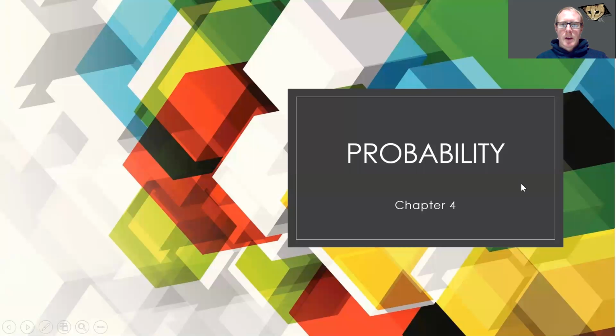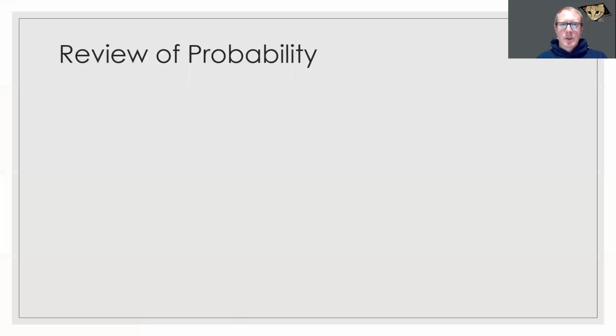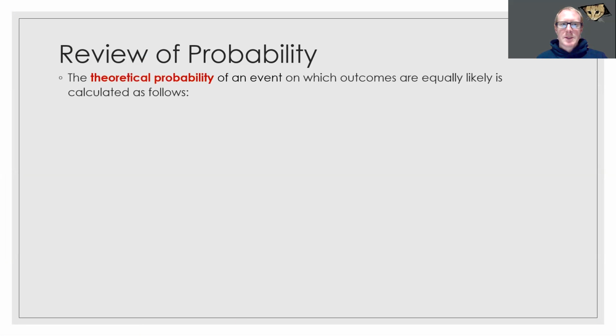Hey guys, today we'll be starting a new topic, which is chapter 4, which is probability. Now, remember, probability is all about the chances of things happening. Okay, so we'll be talking about the chances of events that are happening. So first we're going to be going over a quick review of probability. And we start by talking about theoretical probability.